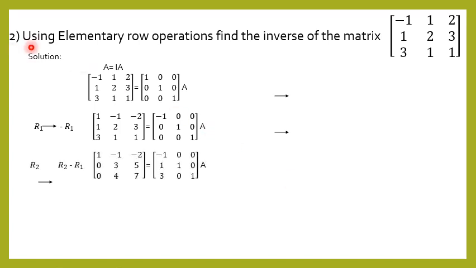Here the second question is to find the inverse of this 3 by 3 matrix using elementary row transformation. First we convert the first element to 1. Here minus 1 is present, so using this transformation we convert the first element to 1. Then in the second step we convert the other two elements to 0 using this transformation. The same transformation we need to apply on the RHS also.